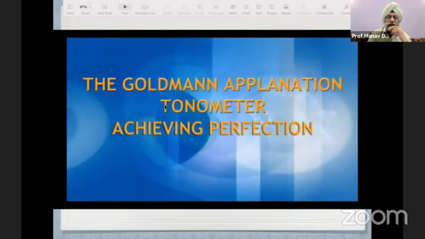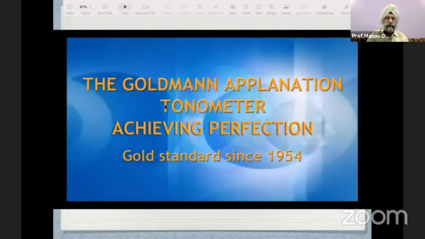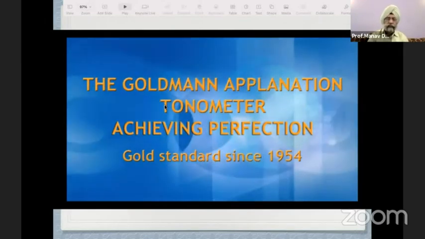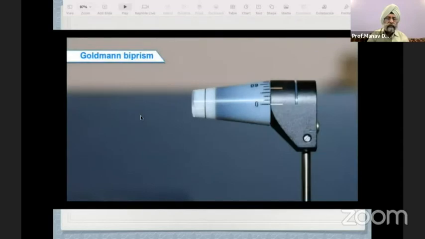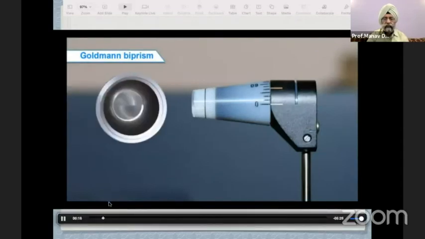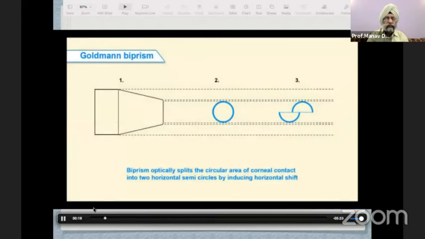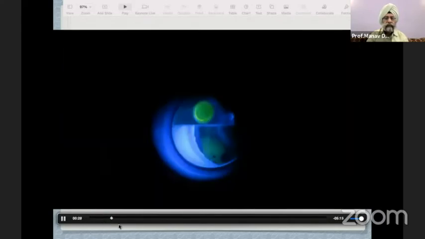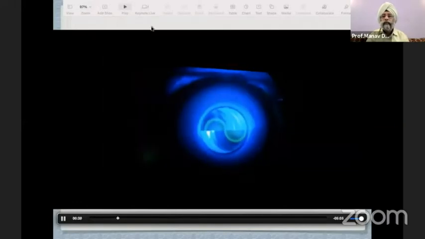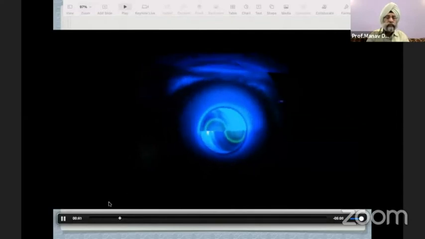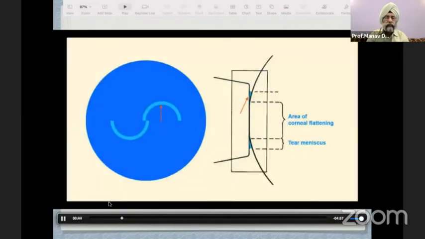The principle of applanation was introduced in 1954, and GAT still remains the gold standard instrument to measure IOP for the management of glaucoma. The probe consists of a doubling biprism, which is used to applanate the cornea, and it optically splits the circular area of corneal contact into two horizontal semicircles by inducing a horizontal shift. On touch, the tear film appears as a bright yellow-green spot, which turns into semicircular arcs when the tonometer is moved forwards. When 3.06 mm diameter of cornea is applanated, the semicircles interlock. The thickness of these semicircles represents the tear meniscus on the sides of the prism.